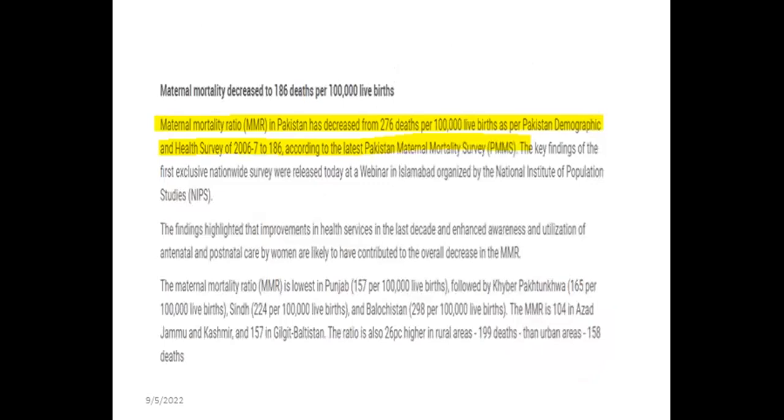Now, according to the recent Pakistan Maternal Mortality Survey, the maternal mortality ratio in Pakistan decreased from 276 deaths per 100,000 live births, as per the Pakistan Demographic Survey in 2006-07, to 186 according to the latest survey. The key findings of the first exclusive nationwide survey were released today in a webinar organized by the National Institute of Population Studies. The findings highlighted that improvement in health services in the last decade, enhanced awareness, and utilization of antenatal and postnatal care by women are likely to have contributed to the overall decrease in maternal mortality. The maternal mortality ratio according to this survey is lowest in Punjab and highest in Balochistan.